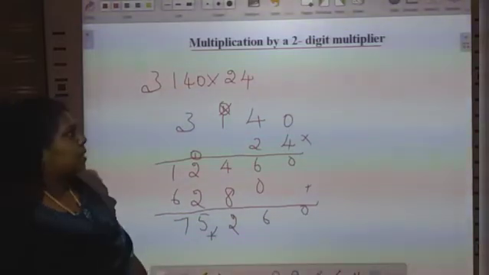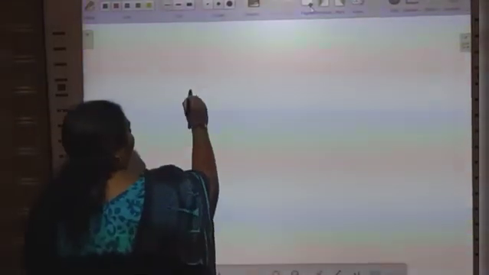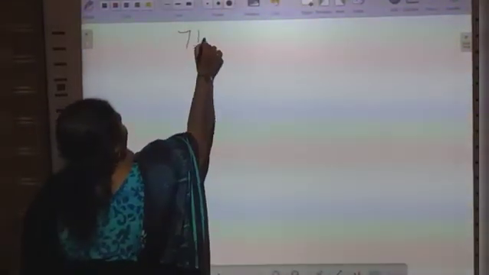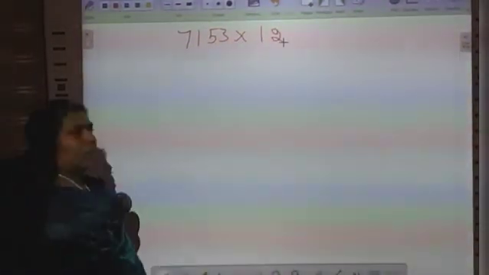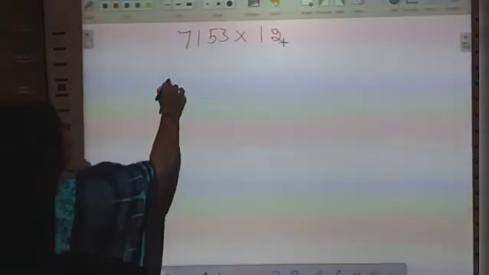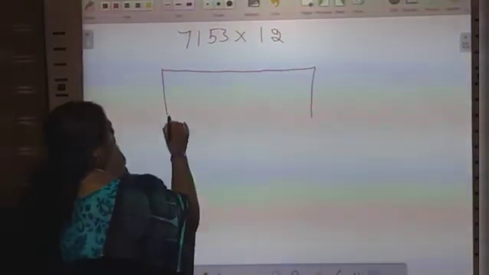The product is 75,260. Right? Yes. Next we are going to see the lattice method, with a two-digit multiplier. For example, 7,153 into 12. Now, with a 2-digit multiplier, first we are going to draw the grid.